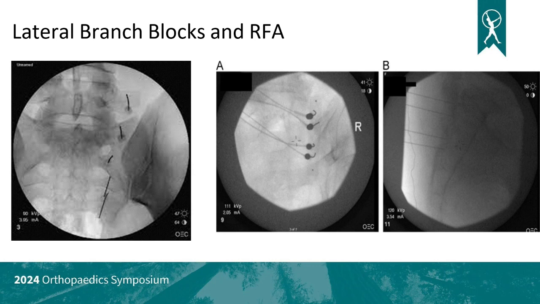And then, we used to do this procedure more often. Unfortunately, most insurance is not covering it anymore, but essentially it was doing lateral branch blocks similar to medial branch blocks to get a diagnostic block and prove that's where their pain is coming from, and then go in and ablate those nerves, very similar to the RFA for the lumbar medial branches.